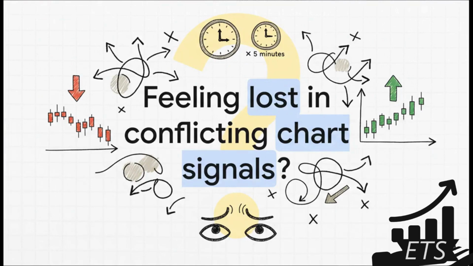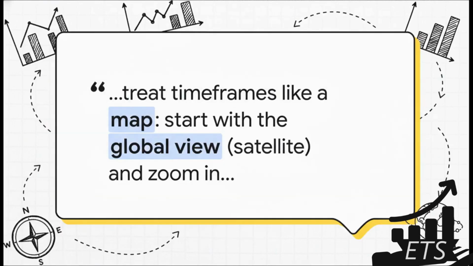You know that feeling, right? Where you're just staring at your screen, totally stuck, because the 5-minute chart is screaming sell, but the hourly chart looks like it's about to take off. Yeah, that's called analysis paralysis, and it is just incredibly frustrating. Well, the way out of that mess is to think about it differently.